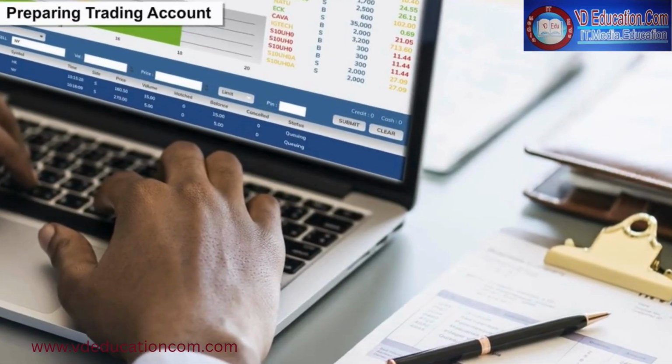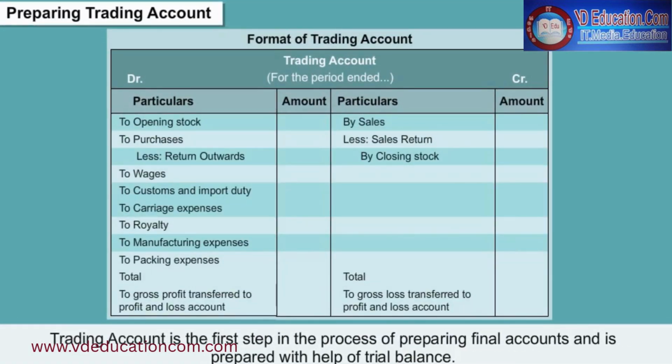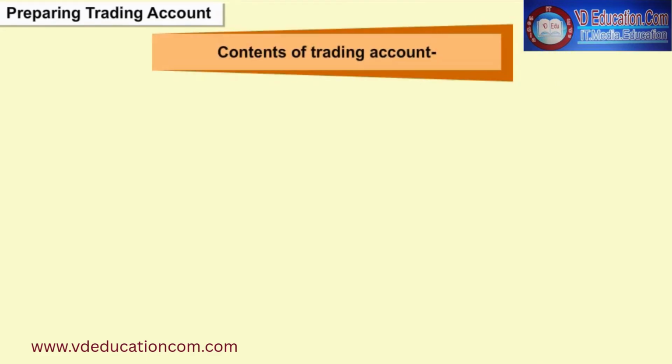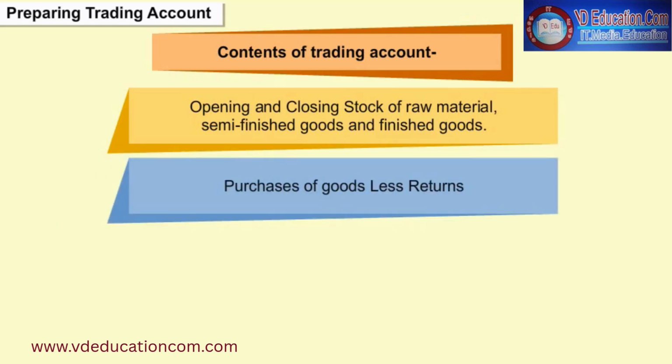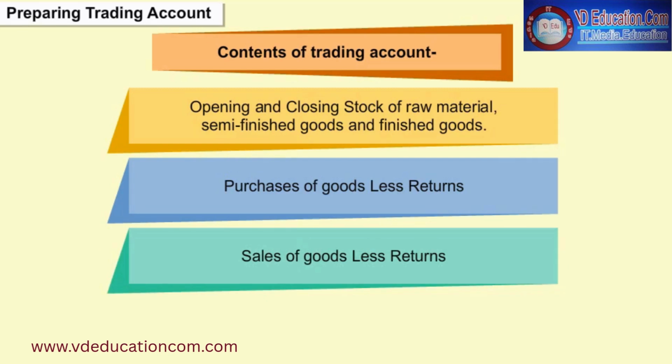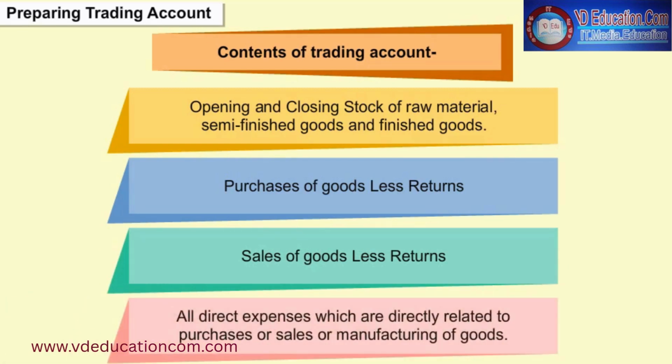Preparing trading account. Trading account is the first step in the process of preparing final accounts and is prepared with the help of trial balance. Contents of trading account: opening and closing stock of raw material, semi-finished goods and finished goods; purchases of goods less returns; sales of goods less returns; all direct expenses which are directly related to purchases or sales or manufacturing of goods.